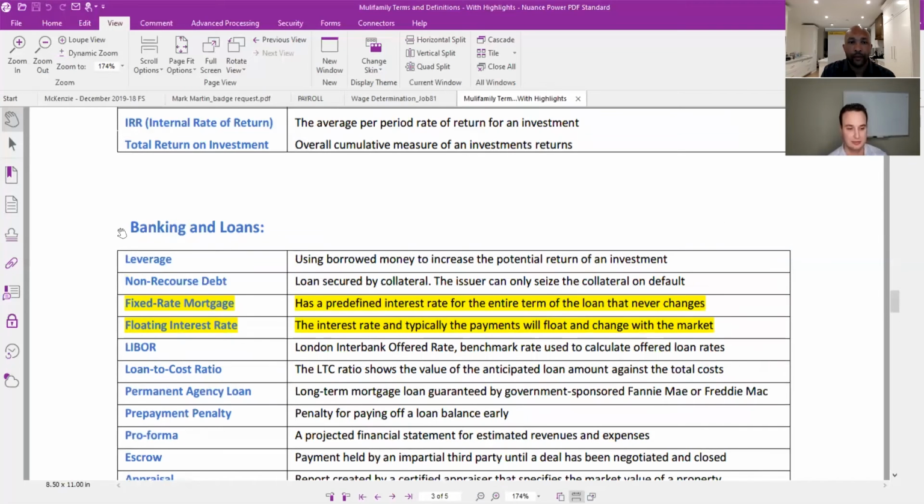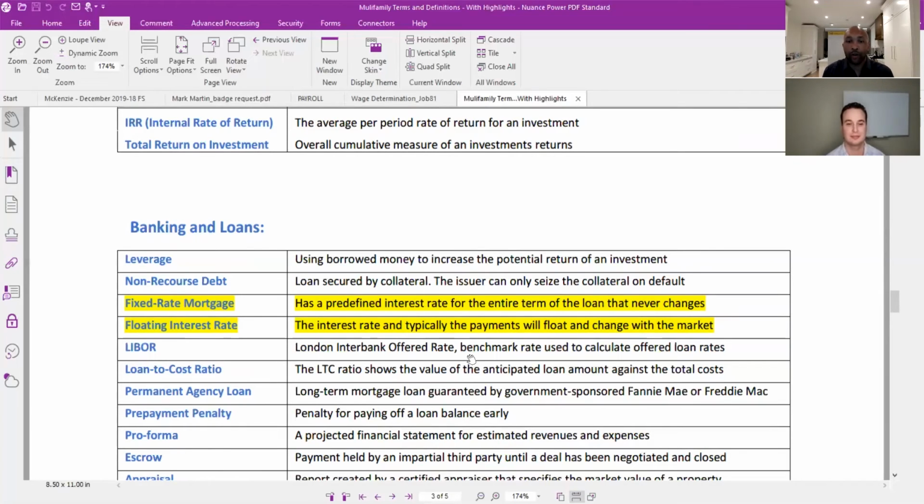So then we have down here banking and loans. We have the fixed rate mortgage. So what's a fixed rate mortgage? It's similar to if you were to buy a single family home and lock in a mortgage, whether it's 6%, 5%, or 4%. You pay that 4%, that 5%, or that 6% through the life of the loan. The interest rate doesn't change. For a floating interest rate, the rate is going to go up and down, and it's going to change with the market.